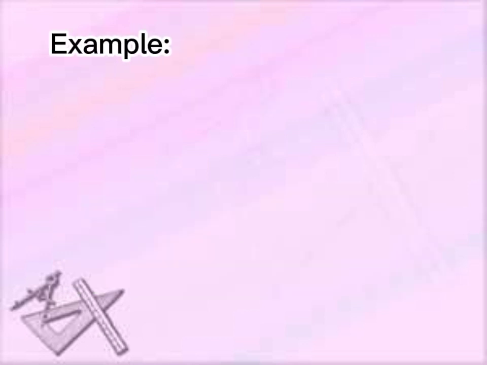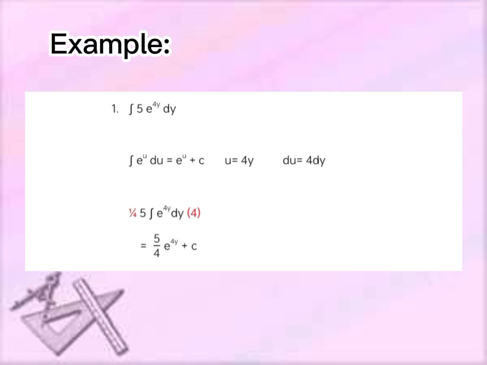Let's solve the problem. Okay, we have the integration of 5e raised to 4y dy. Now, in this case, we know that the rule that could be applicable in this type of function is the integration of e^u du is equal to e raised to u plus c. Since we have the constant 5, we can move 5 outside of the integration, so we can rewrite the equation as 5 times the integration of e raised to 4y dy.